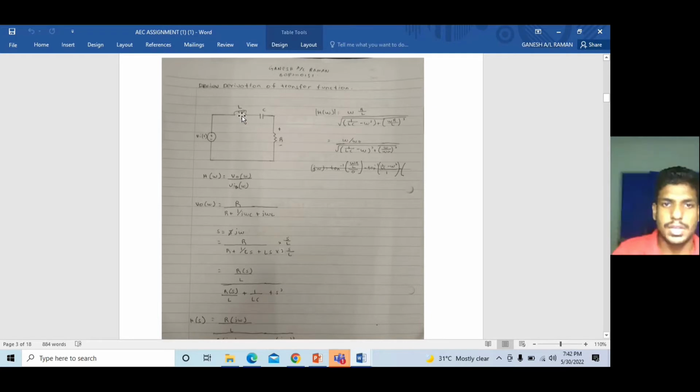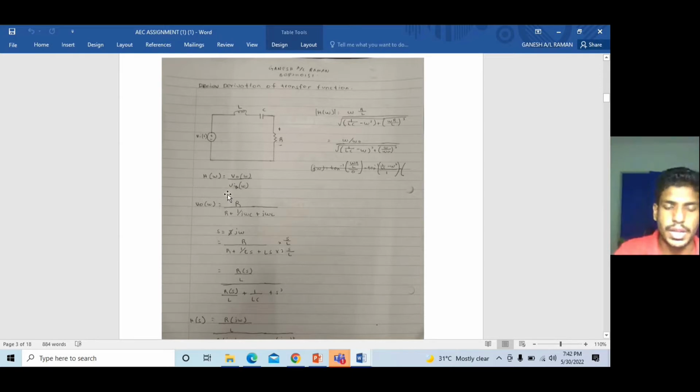So now I'm going to explain about the derivation of the transfer function. This is the bandpass series RLC circuit. This is the main formula: H(omega) equals Vo(omega) over Vi(omega). Vo is the output voltage, Vi is the input voltage.